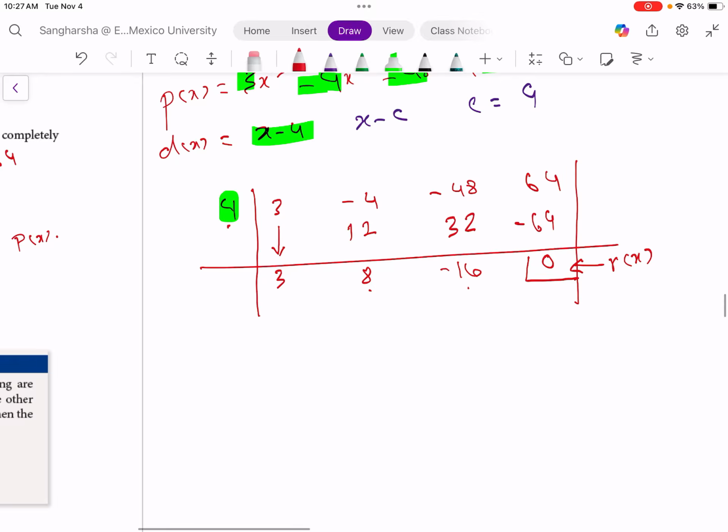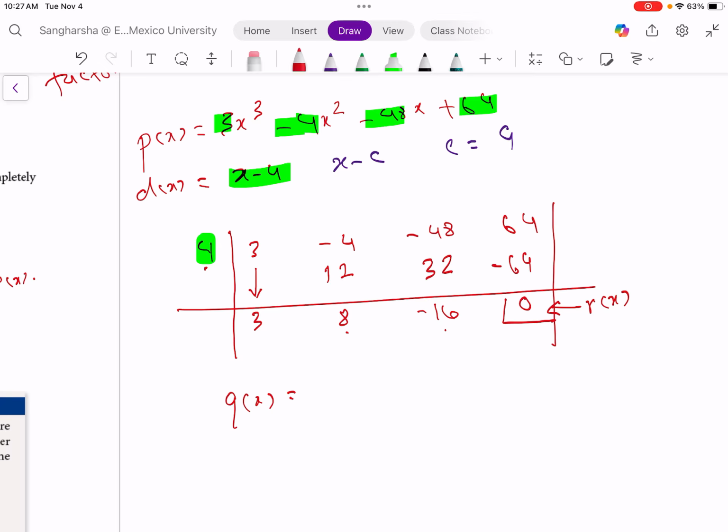Now we need to write down the quotient. To write down the quotient, we need to know the degree of the polynomial. What is the degree of the polynomial? 3. So if the degree of the polynomial is 3, our quotient will have a degree less by 1. So this quotient will have a degree 2. It means the first term has to be x squared.